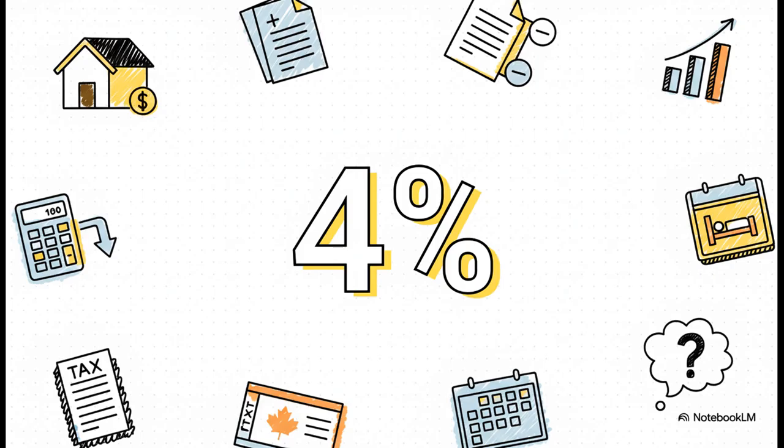So let's look at a few common CCA classes. The big one, of course, is the building itself. For most rental buildings bought after 1987, they fall into Class 1. This gives you a CCA rate of 4% on a declining balance. That means each year you can deduct 4% of the remaining undepreciated cost of the building.